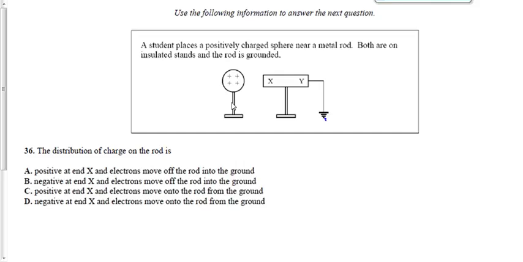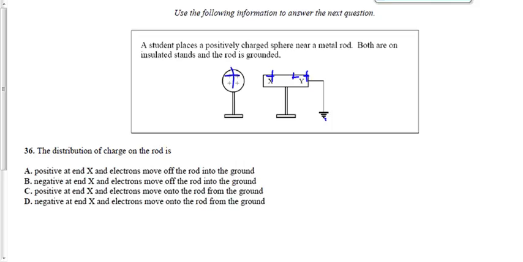So we want to know the distribution of the charge on the rod. Well, let's draw some charges. Equal number of positives and negatives. What happens when I bring this positive object nearby? What's going to happen to the protons in there? They're going to stay where they are. What's going to happen to the electrons? They're going to move where? To the left. Good. They move to the left.